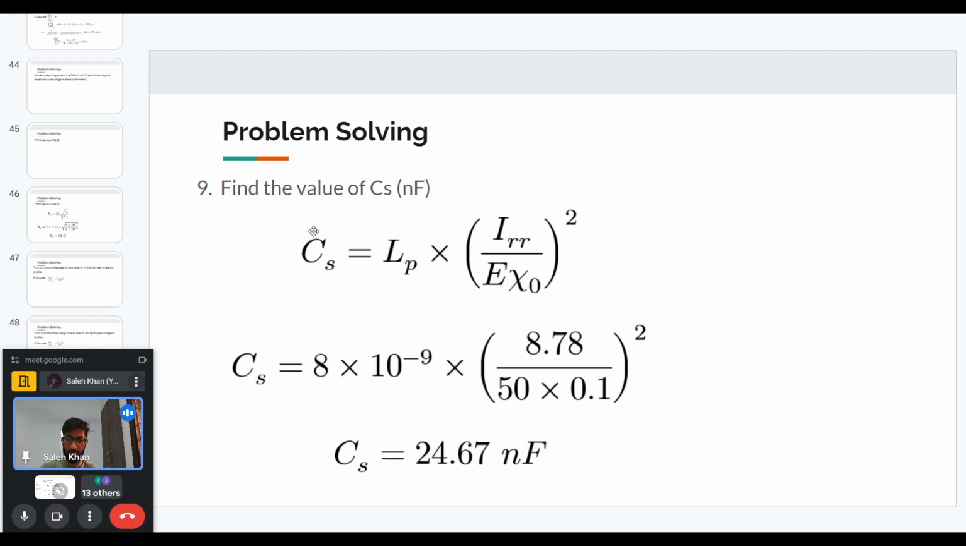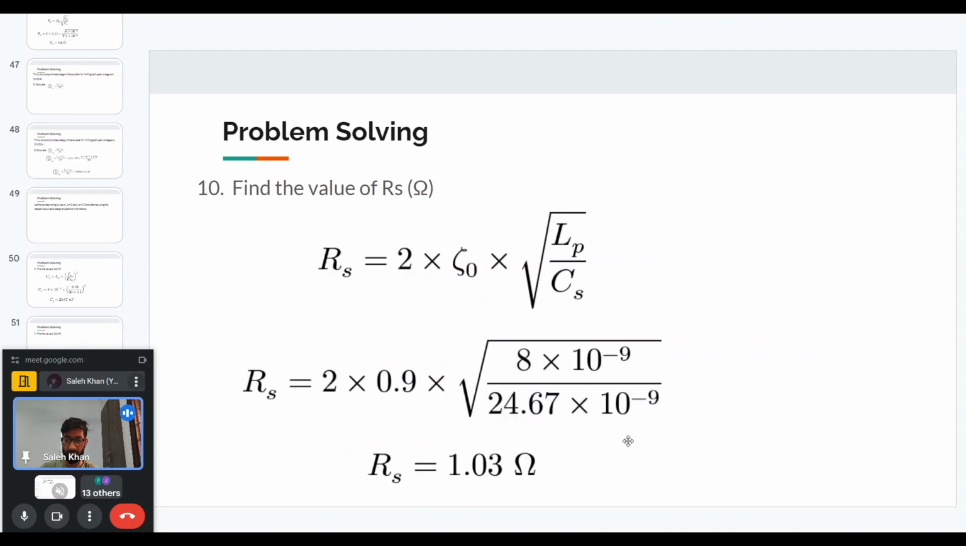So then we can use the expressions to find CS. Again, it will come across as around 25 nanofarad, 24.67 nanofarad, and RS will come as around 1 ohm. So these were basically the questions about the RC snubber.